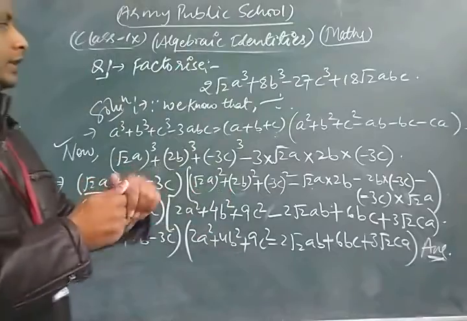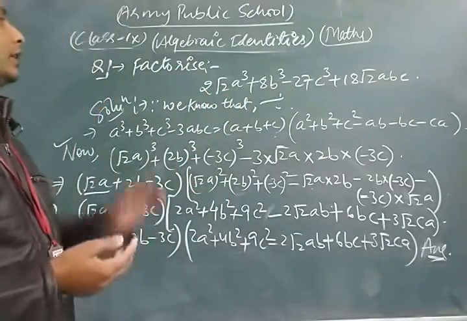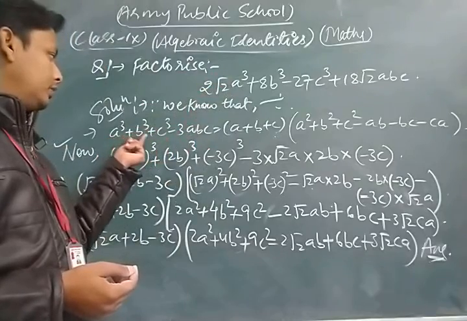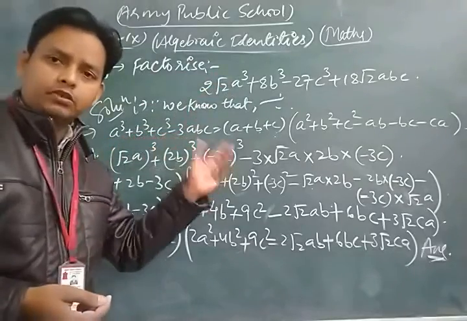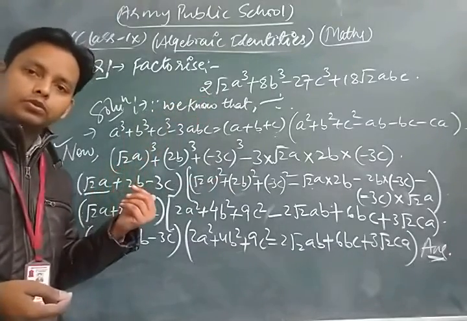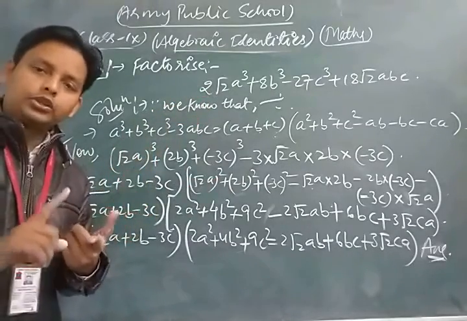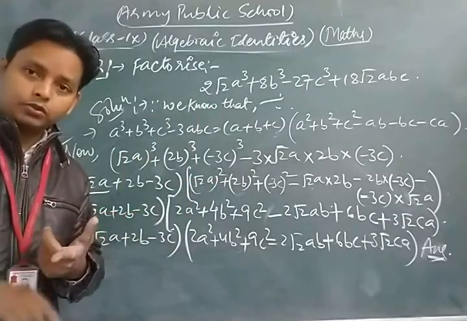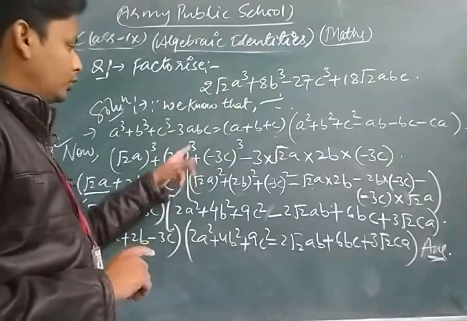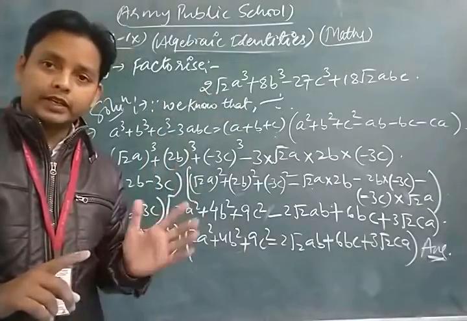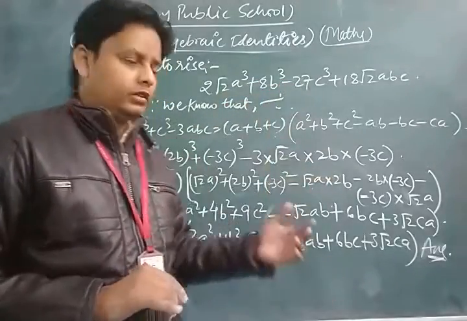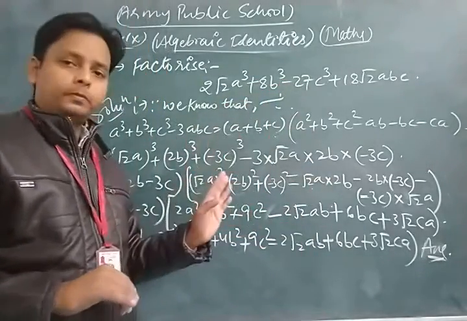So first of all, this is the given question, and now first of all, we arrange the given question based on the identity a cube plus b cube plus c cube minus 3abc. So for that, we can write 2 under root 2 as (under root 2 a) whole cube, because root 2 into root 2 into root 2 is 2 under root 2. And now that is 8b cube, so we can write (2b) whole cube, because the cube of 2 is 8. Now similarly, this is 27, the cube of 3, so we can write minus (3c) whole cube.